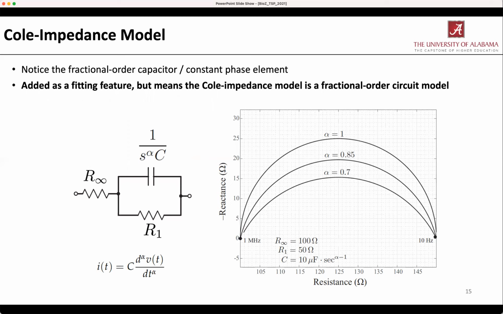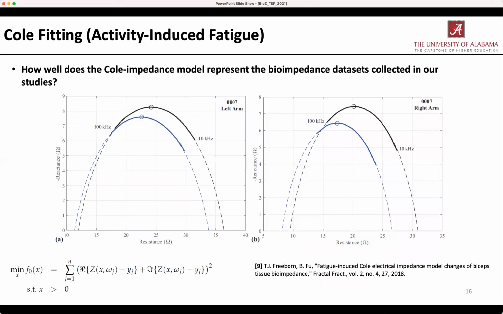So let's explore that. How do we explore this a little bit further? Let's apply this Cole impedance model fitting to our bioimpedance data sets. To do this fitting, what we're trying to do is extract the Cole parameters, those two resistors, the capacitance, and the order, determining which of those parameters are needed to best fit our experimental data, which is shown here as that solid blue line, with the Cole model impedance expression.